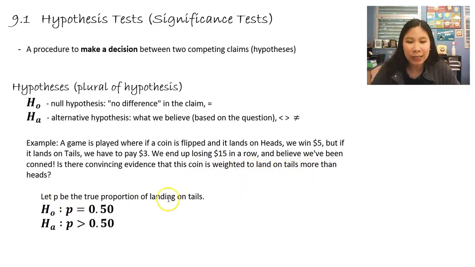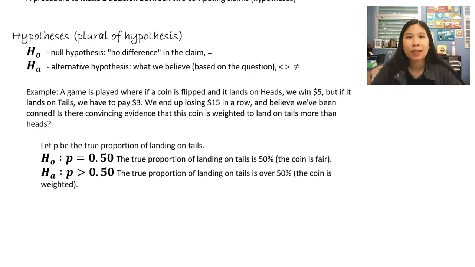Then if p stands for the proportion of times we land on tails, then tails would have to be a greater percentage, so over 50%. That's why we use this greater than symbol. So in general, every time we write hypotheses, the numbers for both hypotheses have to be the same, because remember, they're competing claims. They have to be the same number, just different symbols.